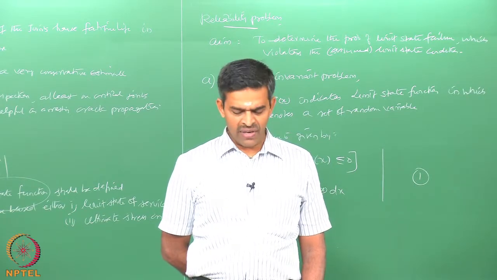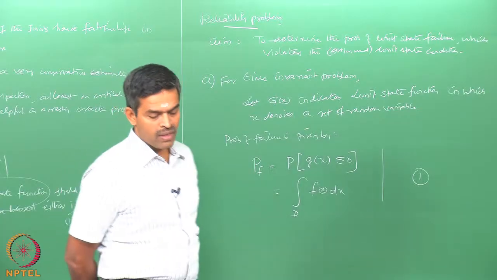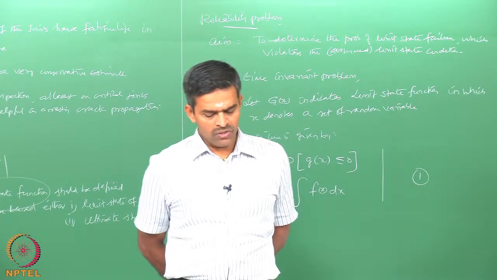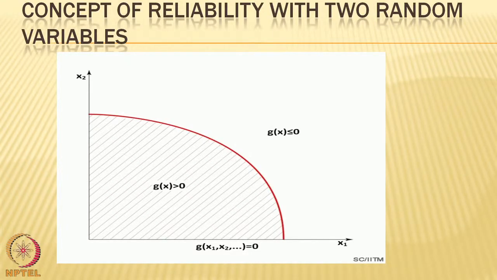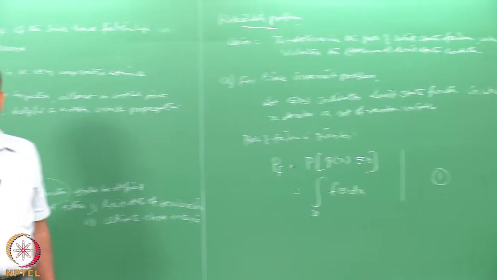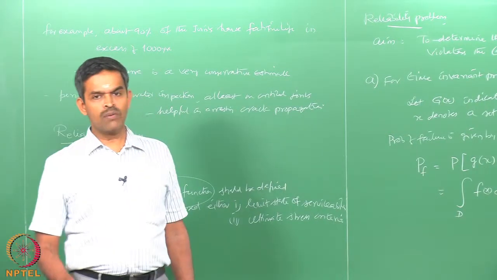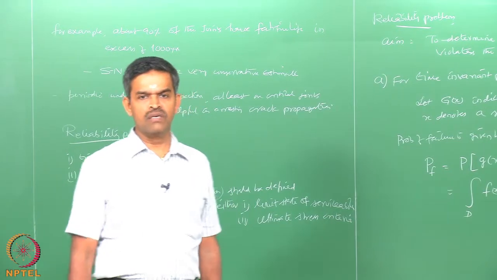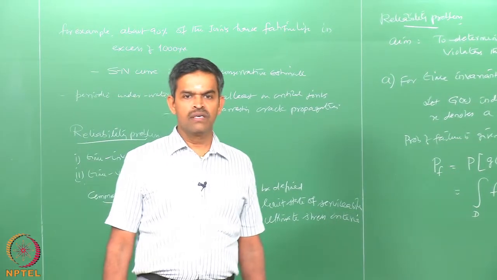Let that be g of x, as indicated on the blackboard here. So, g of x1, x2 equal to 0 is the limit state function. If it is exceeding 0, which is shown in the hatched position, it is a safe domain. If g of x is less than or equal to 0, it is a failure domain. So, this becomes a simple graphical illustration of the concept of reliability with two random variables x1 and x2. Having said this, integration of an appropriate probability density function within the shaded area is the reliability against failure.